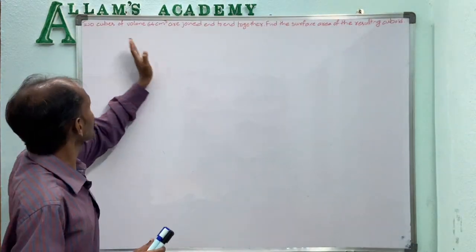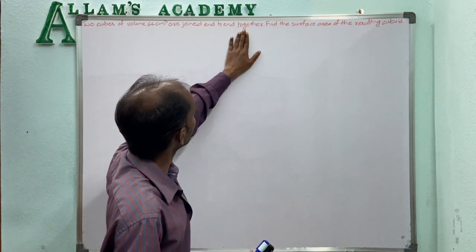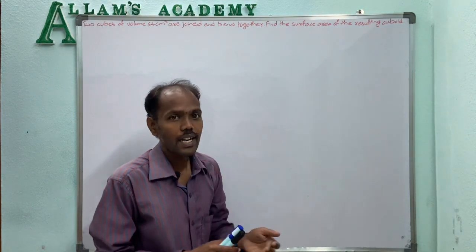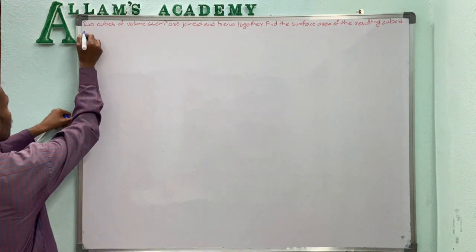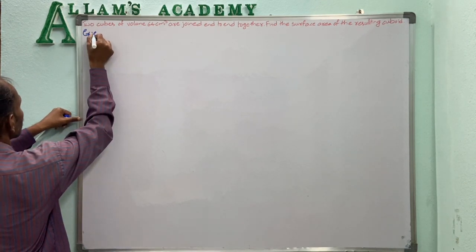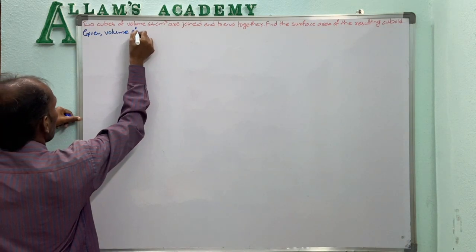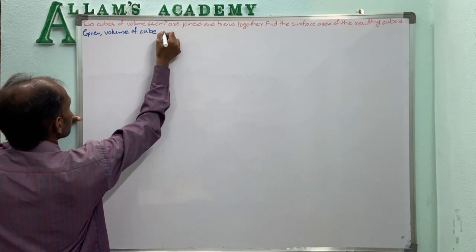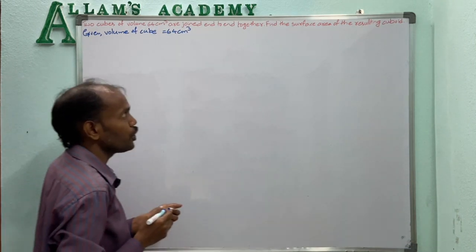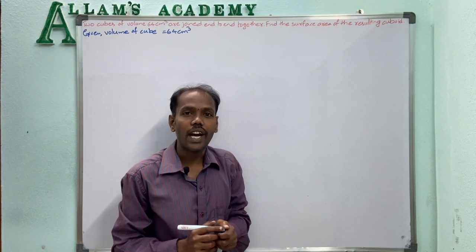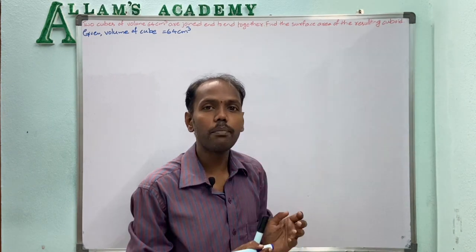The given problem is: two cubes of volume 64 centimeter cube are joined end to end together. Find the surface area of the resulting cuboid. So first, the volume of the cube is given, that is 64 centimeter cube. So from these two cubes we have to make a cuboid.